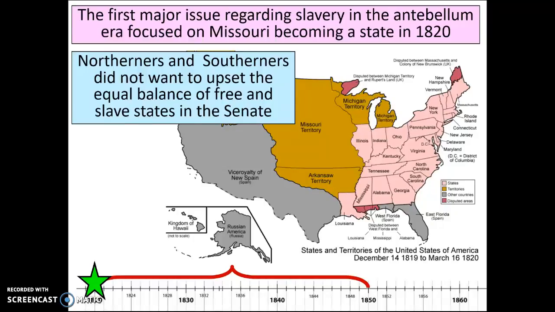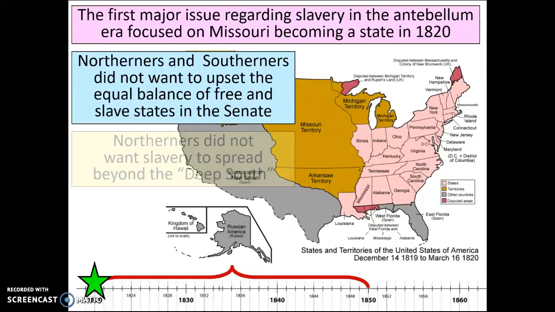So Northerners and Southerners did not want to upset the equal balance of free and slave states, specifically in the Senate. Because if you have more southern states, that means you have more southern senators, and that means there's going to be an imbalance of power within the United States Senate, meaning that southerners, slave states, are going to have more power and more authority within government. And the North wasn't having that. They didn't want that to happen.